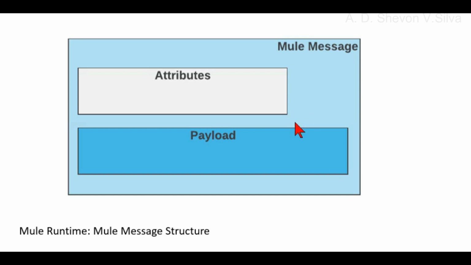Attributes contain the metadata associated with the body or payload of the message. The specific attributes of a message depend on the connector, such as HTTP, FTP, or file, associated with the message. Metadata can consist of headers and properties received or returned by the connector, as well as other metadata that is populated by a connector or through a core component, such as a transform message. Here you can see attributes and payload are in the Mule message.